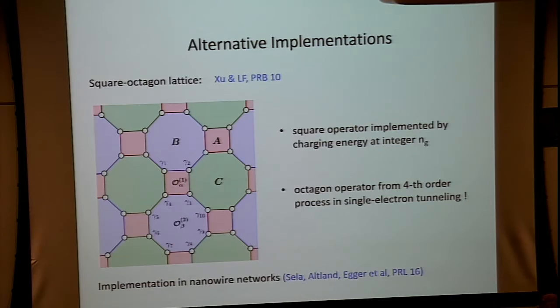So charging energy gives us a four-body interaction, and the perturbation theory in electron tunneling gives us the remaining eight-body interaction. That can implement, at least in principle, this commuting Hamiltonian for the Majorana surface code. Recently there's a very detailed proposal based on nanowire networks for how this may be experimentally realized. I think that's it. Next time I'll move from 2 to 3 dimensions and talk about topological order states without anyons in Majorana systems. Again, an array of Majorana fermions, but in 3D. Okay, thanks.